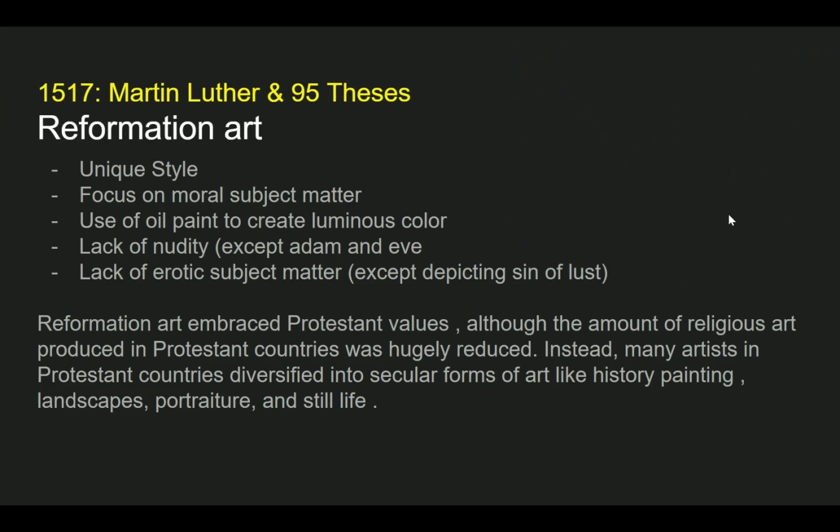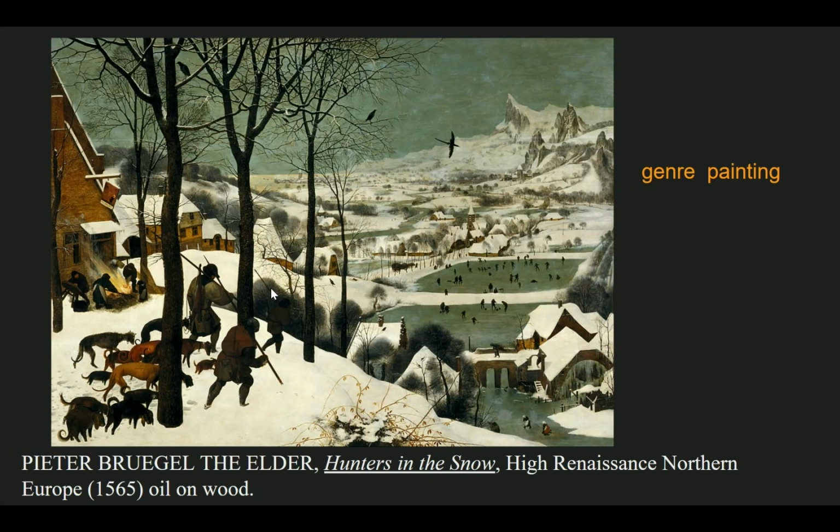So with Reformation art, it's this unique style. There's more of a focus on subject matter. They're using oil paint. Of course, there's a lack of nudity, unless you're talking about Adam and Eve or eroticism. And they embrace Protestant values. Again, this is one of those examples of a rejection of the previous style. So they're rejecting the Catholic Christian art that we had seen before. I'm going to go more into Reformation art with the next unit.